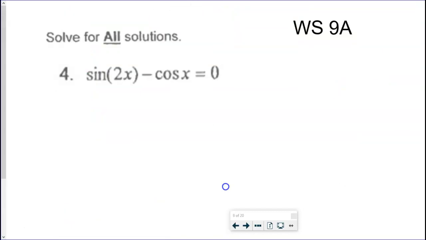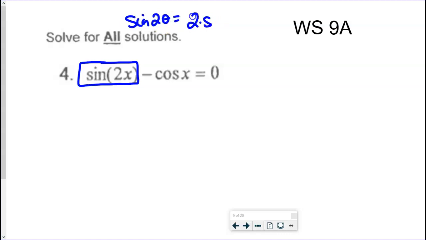All right, number 4. This is on worksheet 9. This is a great question getting ready for our test. So we're going to use these new identities. And I'm thinking this guy right here, we have a wonderful trade for sine of 2x. This is the double angle formula. So on your formula sheet, it says sine of 2 theta is 2 times the sine of theta times the cosine of theta. And if we do this trade, and we're going to use x, of course, instead of theta, that's going to allow us to solve this question through factoring.